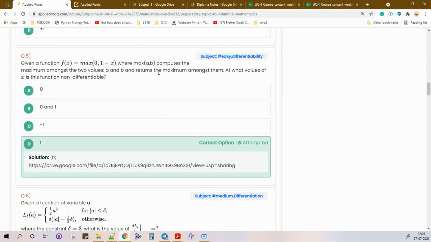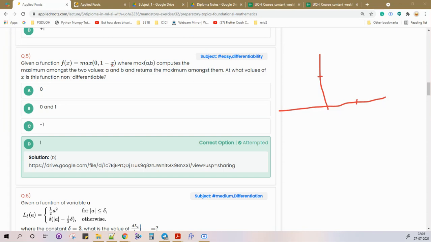Max of 0 or 1 minus x. So how to solve this? We can directly draw this diagram, right? So how will it look? Max of 0 and 1 minus x. What will happen when x is equal to 0? What is the max between 0 and 1? So 1, right? So we will get 1. When x equal to 1, what will happen? 1 minus 1 would be 0. So I will get this point.